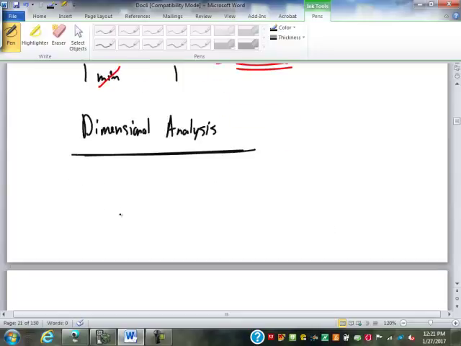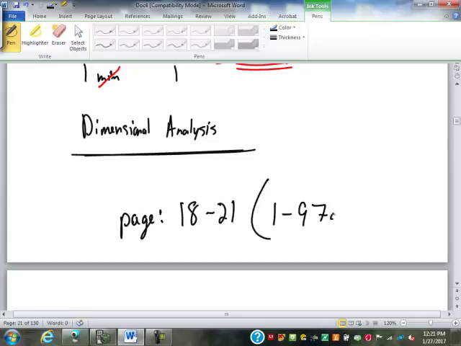Okay, so we have about 1 more minute left in class. So just so that we don't get cut off, I want to give you the homework. It's going to be in the book on page 18 through 21, 1 through 97, the odds.